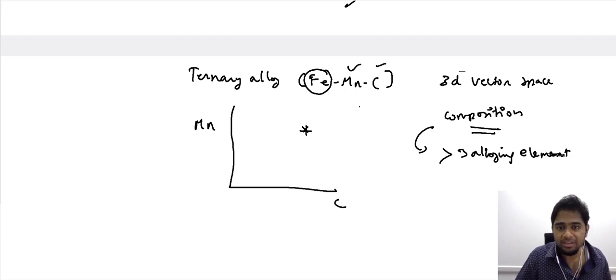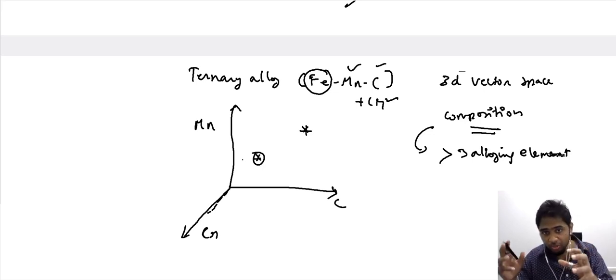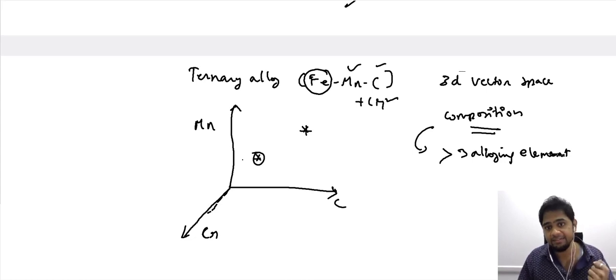Now in addition to manganese, suppose you are introducing chromium. Earlier your alloy comprised 2 alloying elements, now it comprises 3 alloying elements. In order to accurately represent your concentration, you need to introduce a 3rd dimension that will give you the range of chromium present in your alloy. Then using this three-dimensional space, you will be able to represent the composition of an alloy that comprises three different alloying elements.